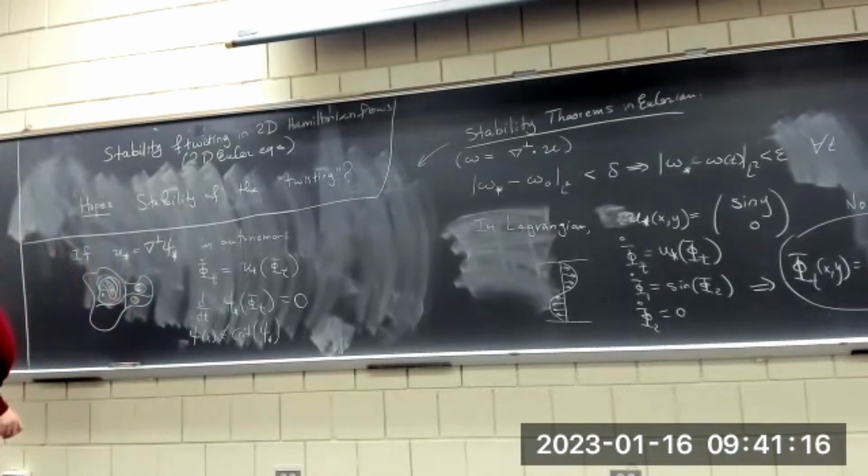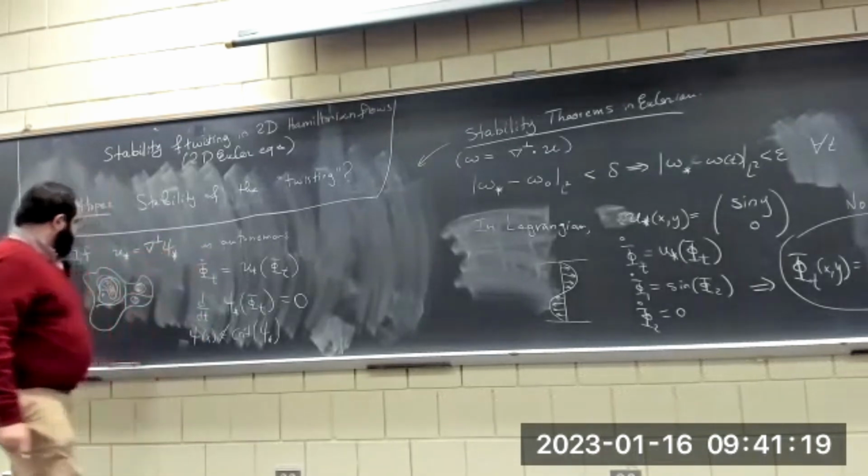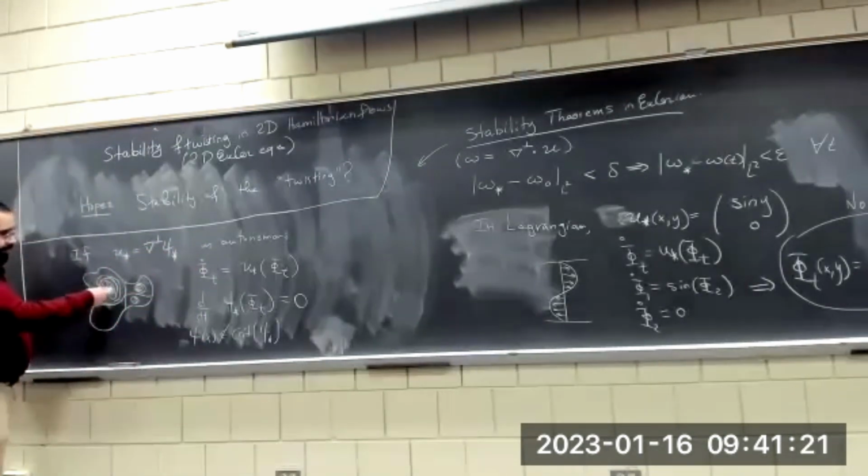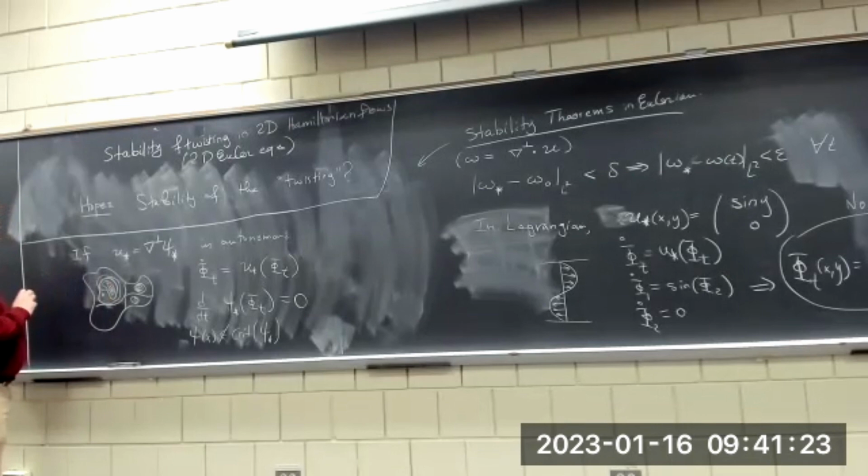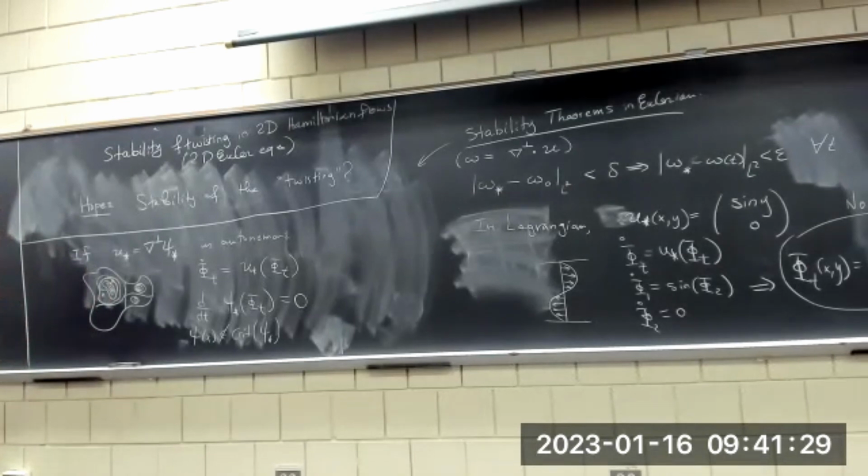And so twisting for us, in this picture, just means that there are two trajectories where the period is different. That's what twisting means for us.